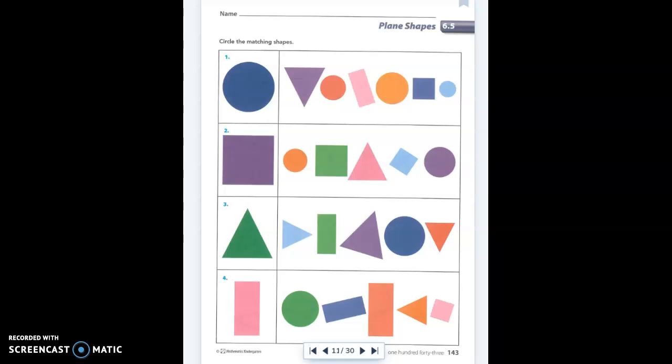Please grab your math page 143 with 144 on the back. Today we're talking about plane shapes. We have been talking about geometric solids or 3D shapes. Today we're talking about plane shapes. Sometimes they're called 2D shapes. So before we talked about 3D, these guys are sometimes called 2D shapes.